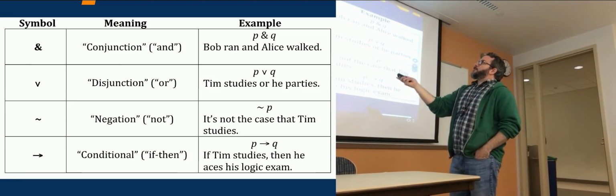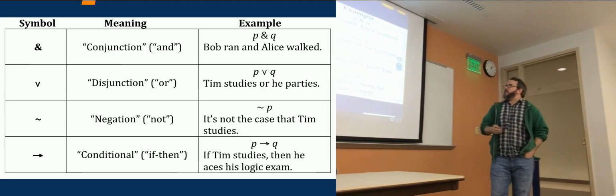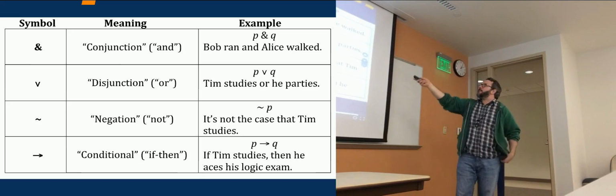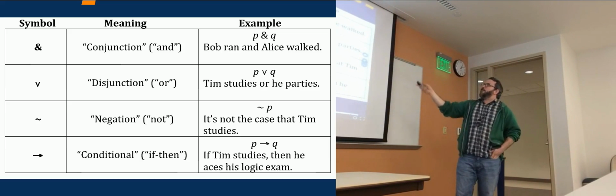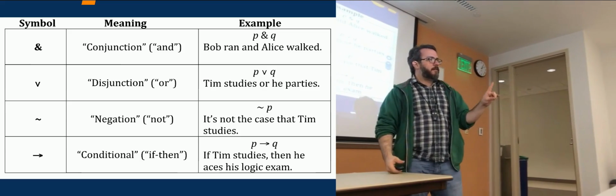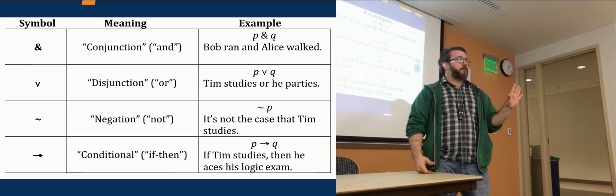Our four logical operators are conjunction, disjunction, negation, and the conditional operator, and they work a little something like this. Bob ran, Alice walked. Note something about this. Bob ran is an independent, freestanding proposition all on its own, right? Bob ran is a statement.